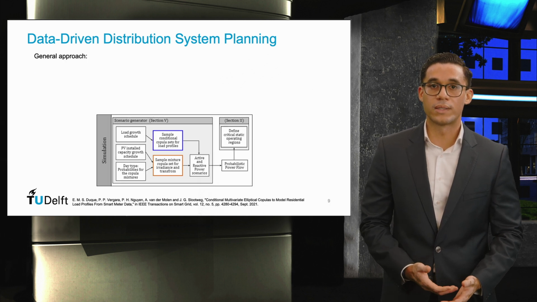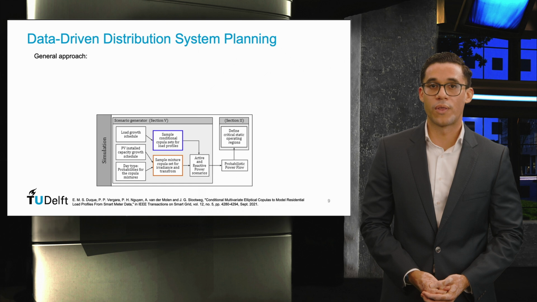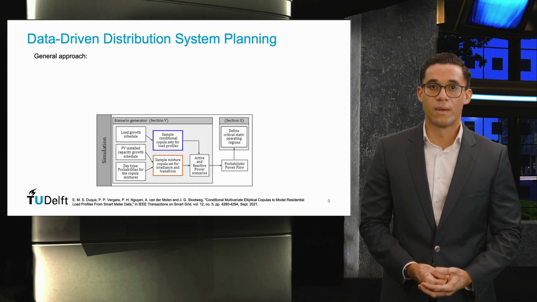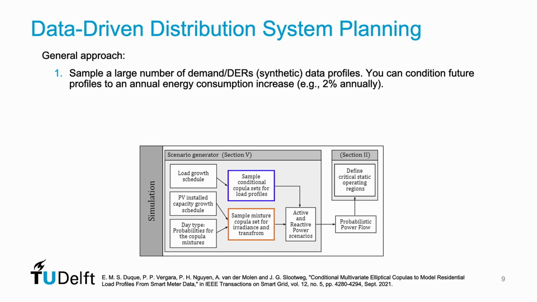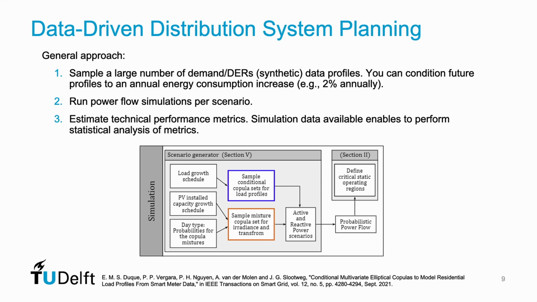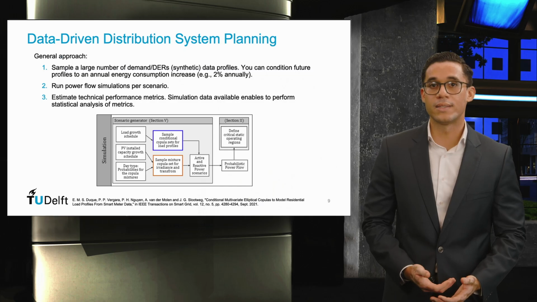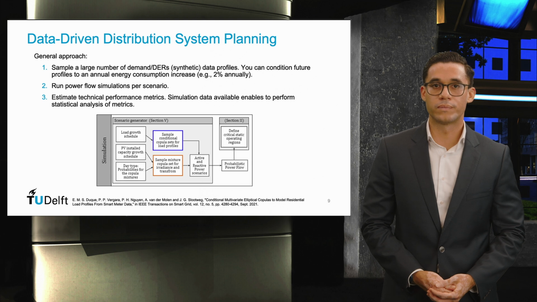The general approach to data-driven distribution system planning involves three key steps. First, sampling. Generate a large number of synthetic demand and distributed energy resources profiles. These profiles can be conditioned on future scenarios, such as annual energy consumption. Second, simulation. Run power flow simulations for each scenario to assess the system performance under different conditions. And finally, analysis. Estimate the technical performance metrics from the simulation data, enabling a statistical analysis of the system behavior.